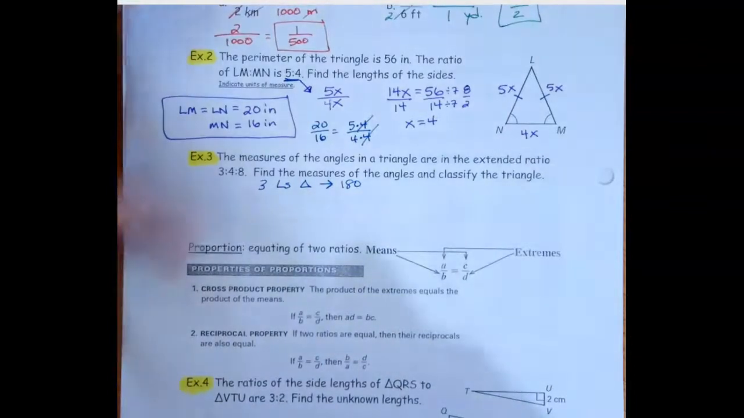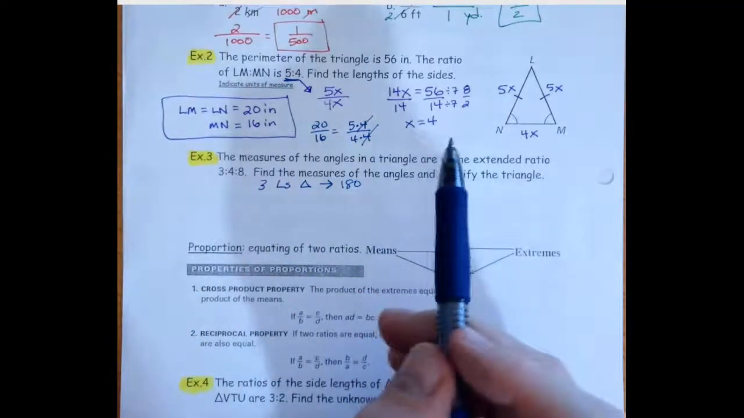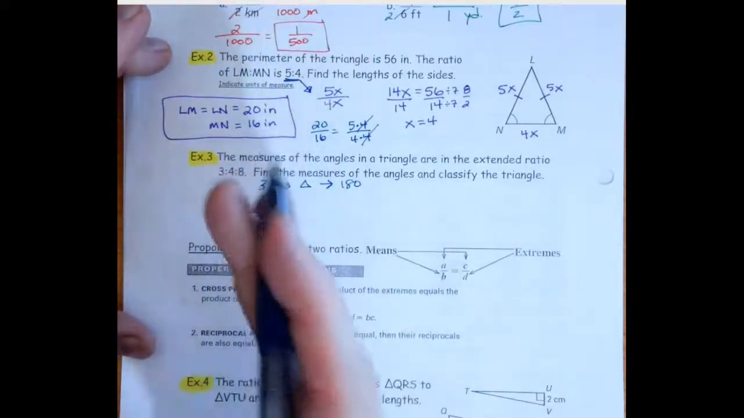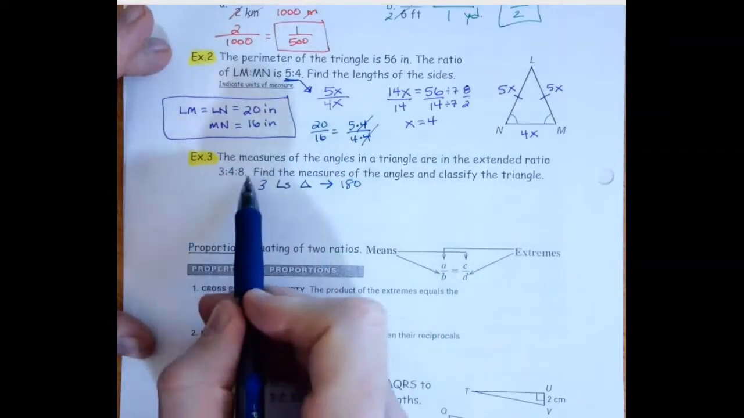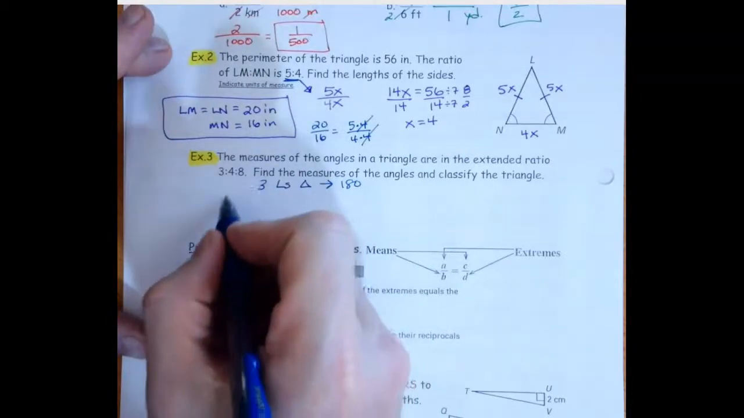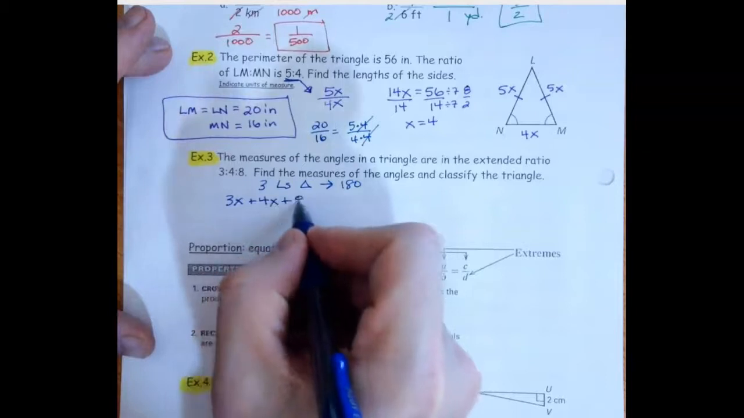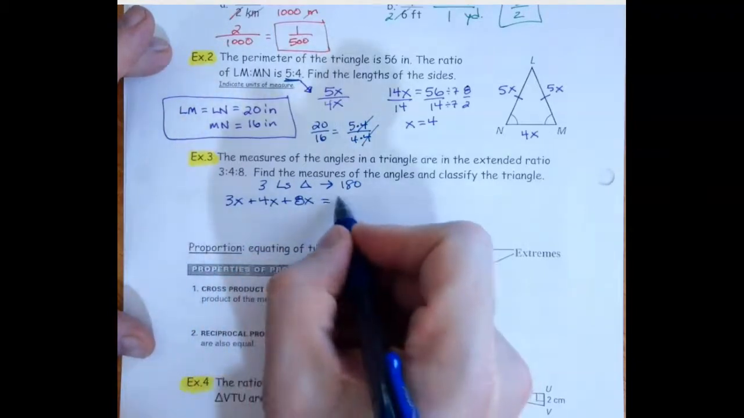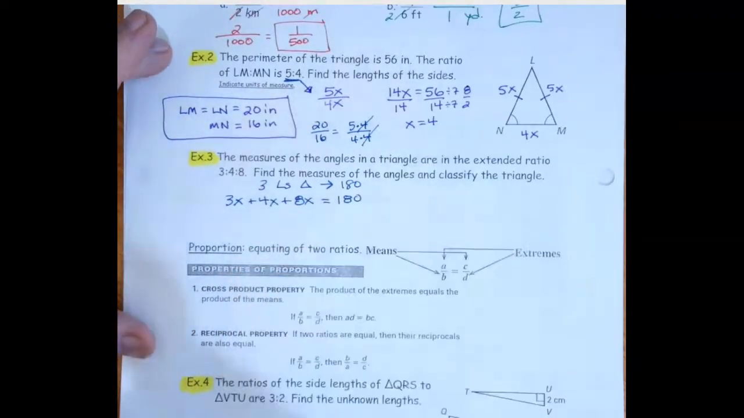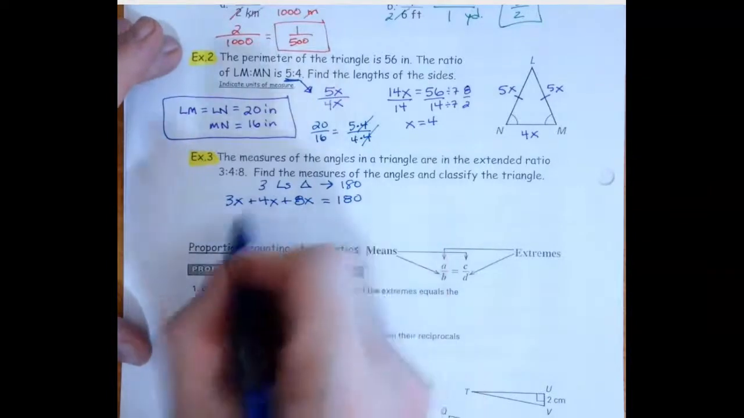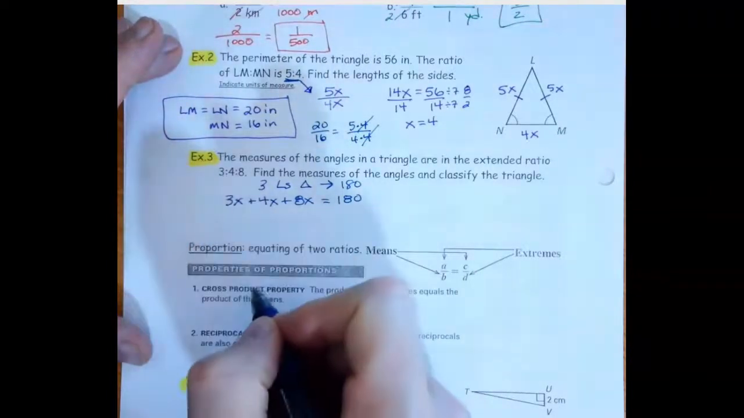Now, again, it's the same thing as the sides up here. So they reduced. The angles reduced down to 3 to 4 to 8. So we're going to do the same thing we did up there. We're going to put 3x plus 4x plus 8x equals 180, because the x was divided out to reduce the ratio to that.